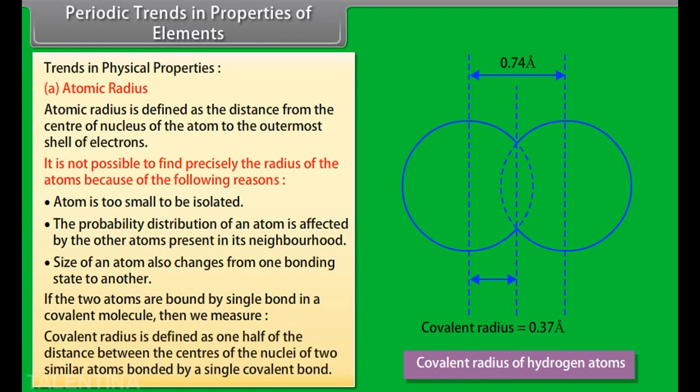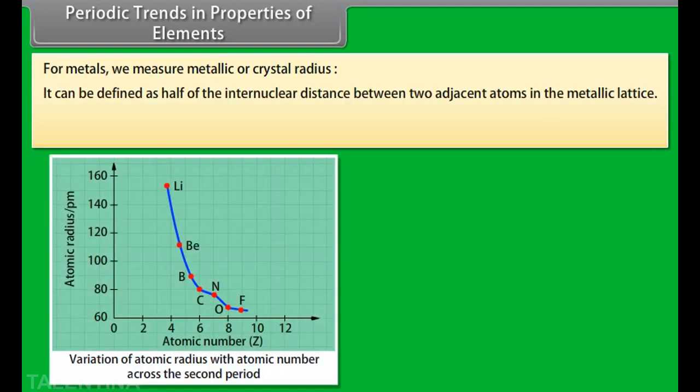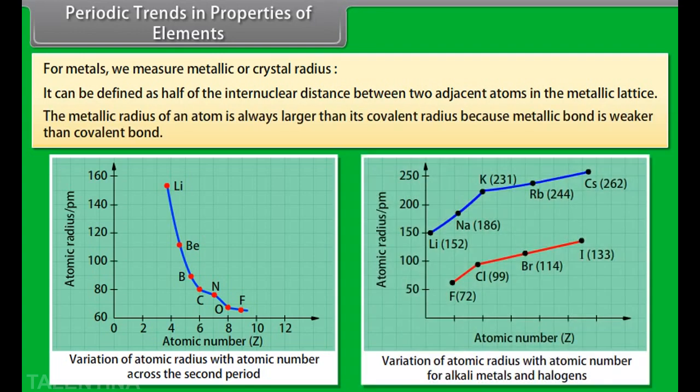Covalent radius is defined as 1/2 of the distance between the centers of the nuclei of two similar atoms bonded by a single covalent bond. For metals, we measure metallic or crystal radius. It can be defined as half of the internuclear distance between two adjacent atoms in the metallic lattice. The metallic radius of an atom is always larger than its covalent radius because the metallic bond is weaker than the covalent bond.